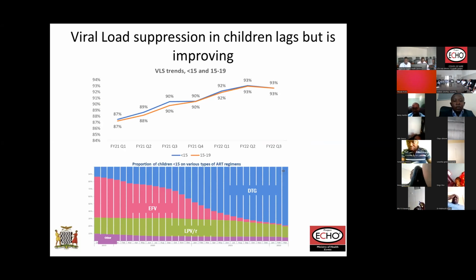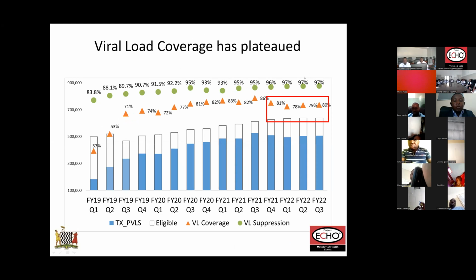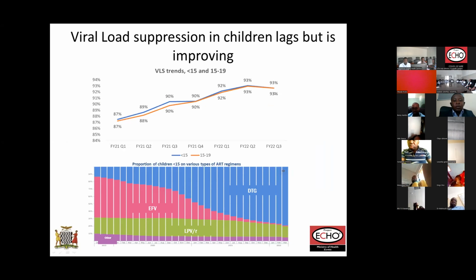But if you remember on the previous slide, the viral load suppression for adults is 97%. So you see that the children are basically falling behind at 93%. If we compare where the adults are, 96, 97%, the children are lagging behind at 93%.